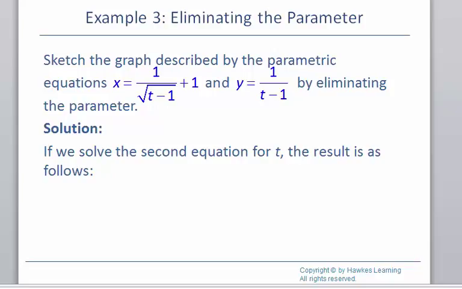So again, the first thing that we want to do is solve one of the equations for the parameter t. Because our x equation involves a square root with the t, it is definitely the more complicated one. So I'm going to use my y equation, and my goal is to solve it for t. I'm going to begin by multiplying both sides of the equation by t minus 1. That will cause it to cancel on the right, leaving me just 1. And I'm going to have t minus 1 times y on the left.